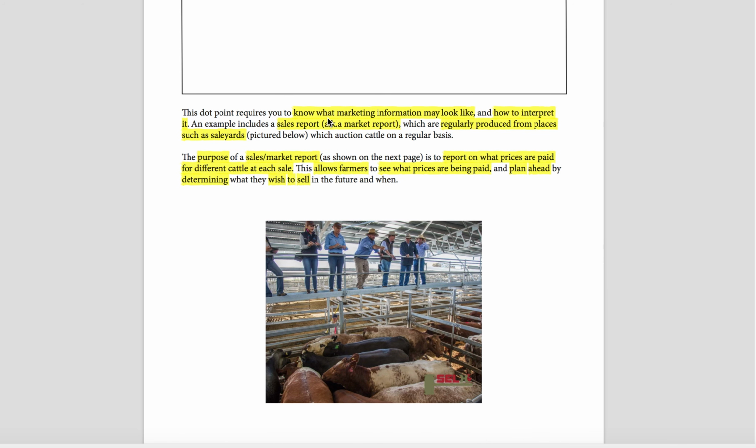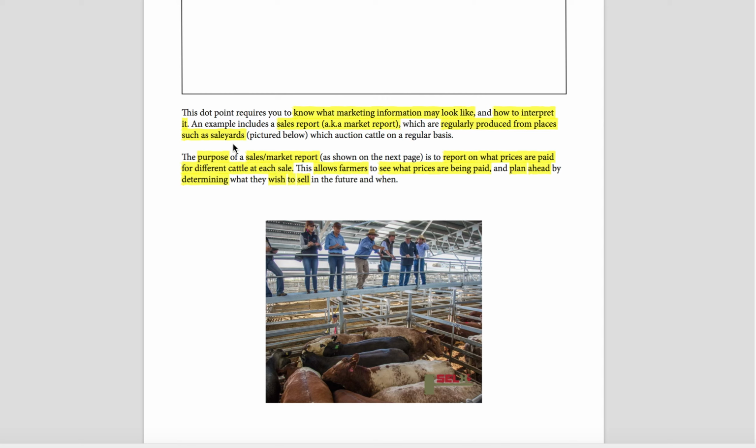You need to know what marketing information may look like and how to interpret it. So an example which we're giving below is a sales report, which is also known as a market report. So here's an example of cattle sales at an auction. And once that sale has taken place, or the market, this is a marketplace where sales occur, and once that has been done each week, they'll put out a report and say this is how much the cattle was sold for, so that people can plan ahead.